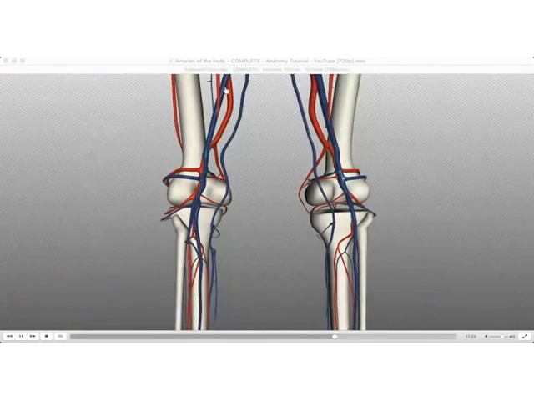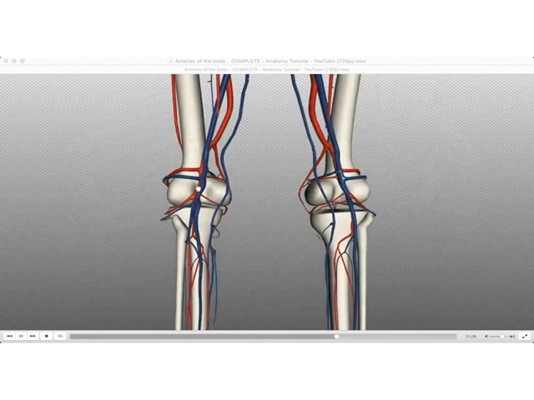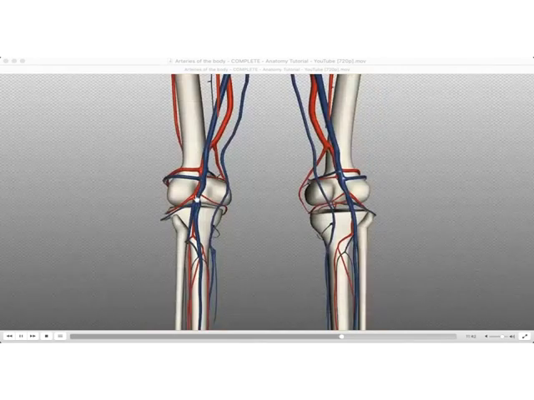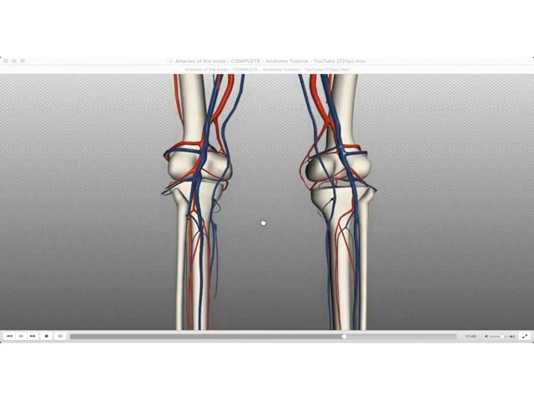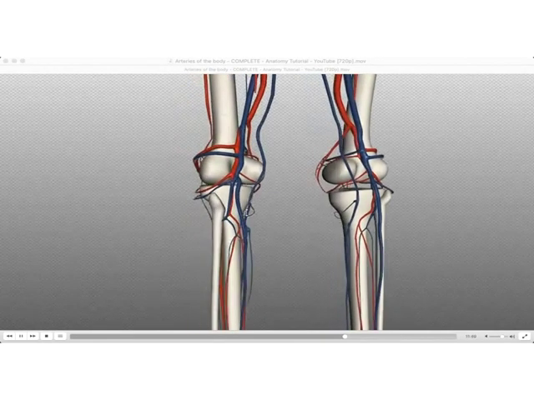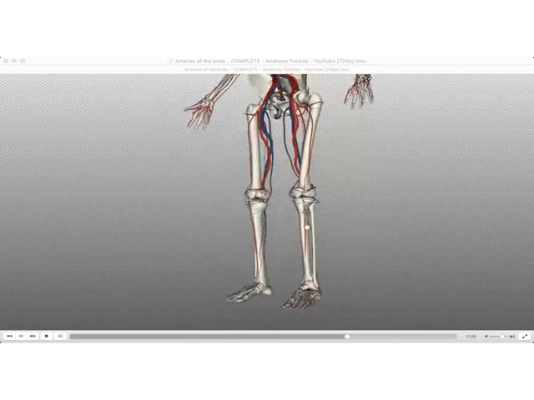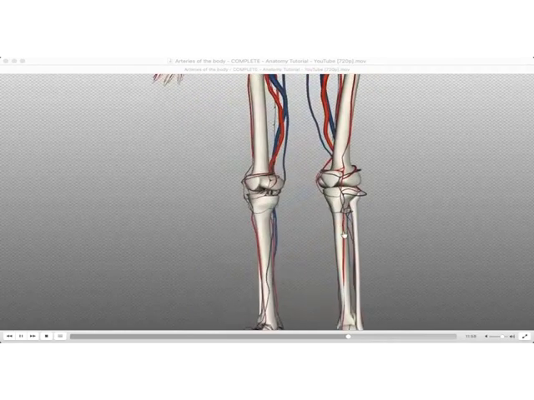So we've got the femoral artery here running down, and it becomes the popliteal artery. So this area at the back of the knee is called the popliteal fossa. So this artery is called the popliteal artery. So the popliteal artery then splits into a couple of branches. So you've got the anterior tibial artery, which branches off from the popliteal artery and runs down the course of the tibia on the anterior aspect.